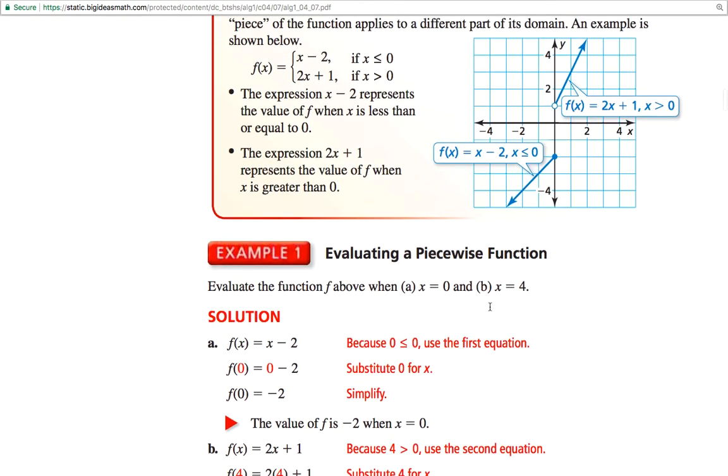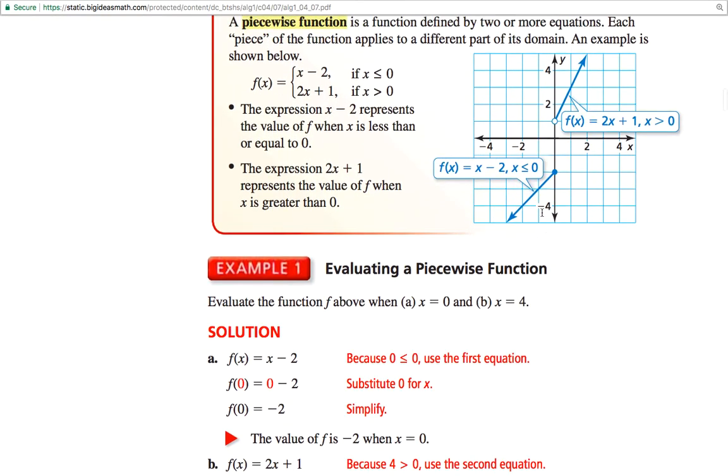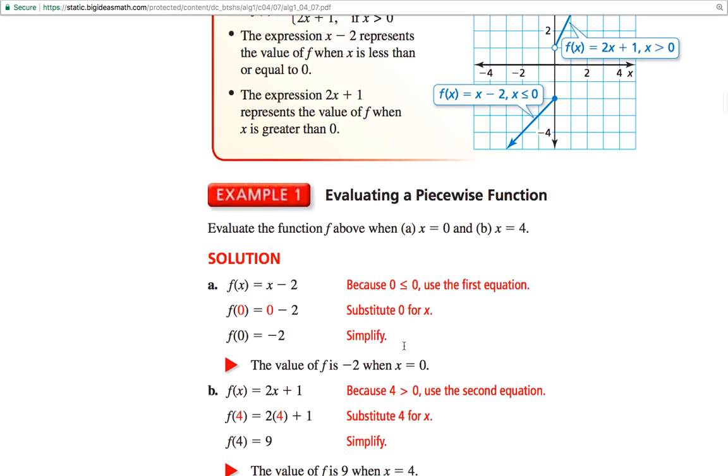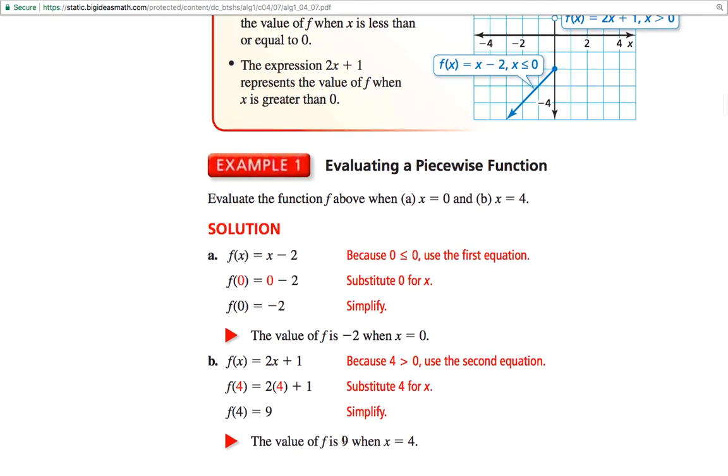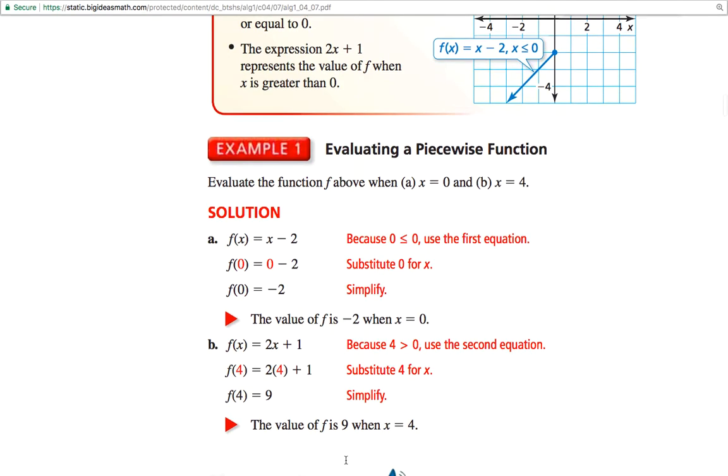The other one was when x equals 4. Which equation should we be using based on the graph? When x is 4, we should be using this one up here. So plug in 2x plus 1 down there. You see f of x equals 2x plus 1. They're trying to find out what the y value is when x equals 4. Plug in 4 there, and we get an answer of 9. So when x equals 4, the y value, or value of f, is going to be 9. Remember, f of x is the same as y.